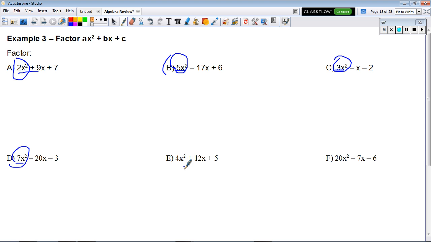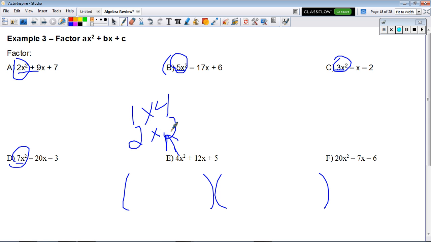Well, now for part E, it's a little bit different because the number in front of x squared is no longer prime. It's a composite number. So 4 has a couple different possibilities. There is 1 times 4, but there's also 2 times 2.